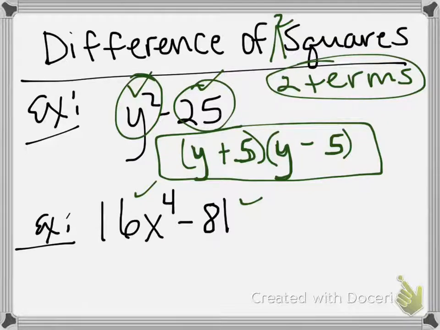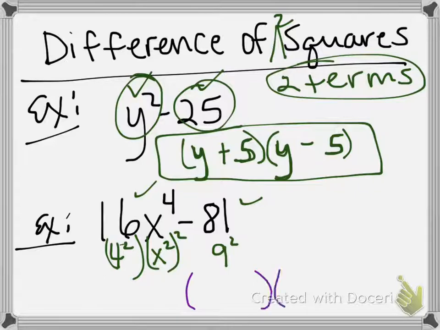Well, 16 is 4 squared, so that works. X to the 4th is x squared squared, so that works. And 81 is 9 squared, so that works. So since it is going to be the difference of squares, I'm going to make my 2 groups.